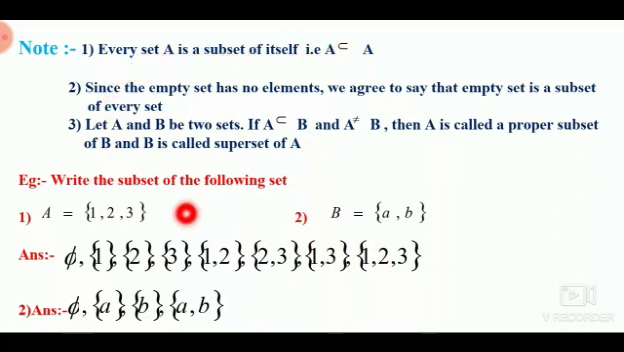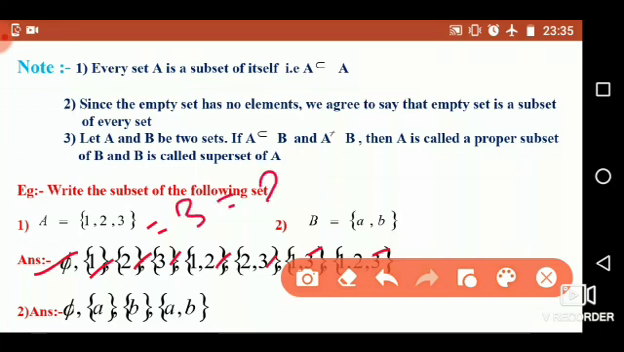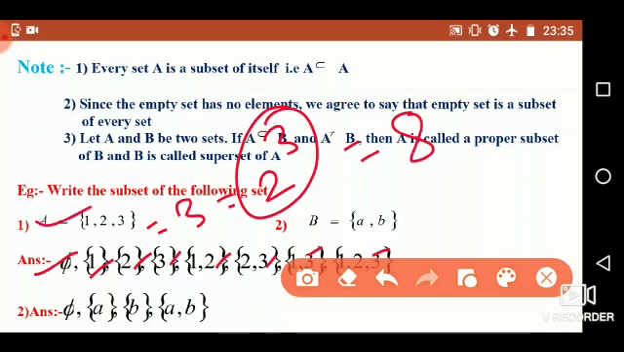Therefore, all the elements of the given set are also a subset of the given set. Therefore, in this problem, we have the subsets. The number of subsets are 1, 2, 3, 4, 5, 6, 7, 8. The set A has 3 elements, and the number of subsets of any set is given by the formula 2 raised to n, where n is the total number of elements of a given set. Therefore, 2 raised to 3 is nothing but 8. Therefore, A has 8 subsets.